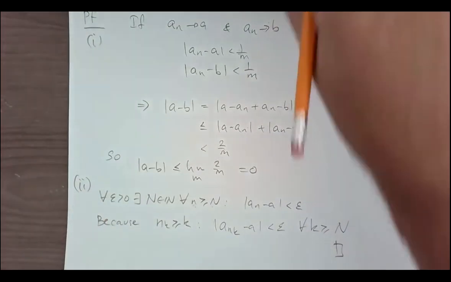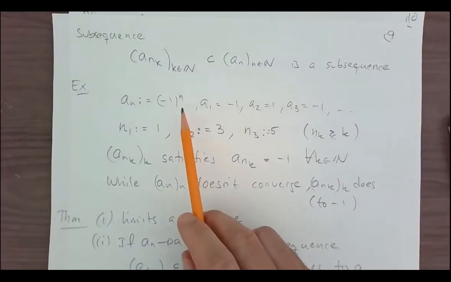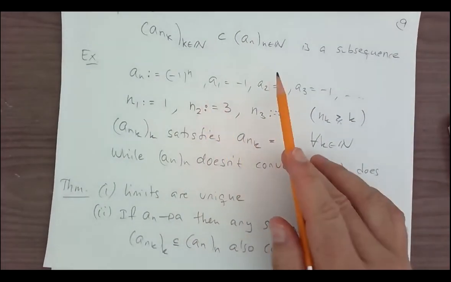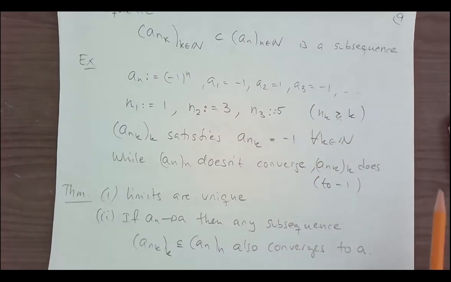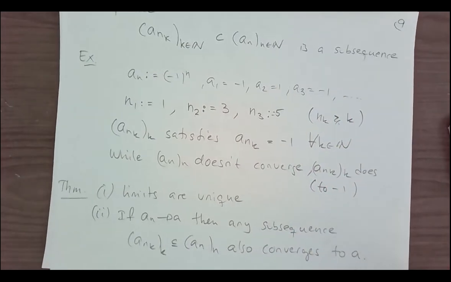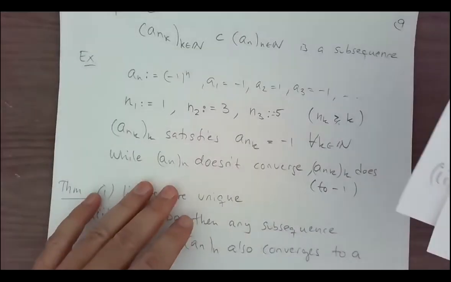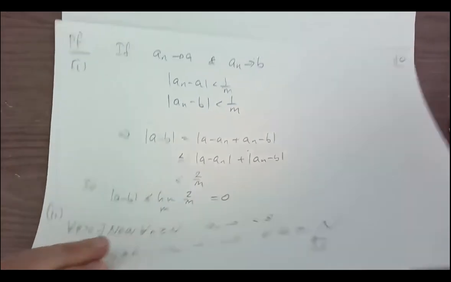But of course, this is why this example is here. It shows that subsequences do have something to add, and they do have the potential to have limits, even when the original sequence has no limit. Okay, so that was a little bit about subsequences. Are there any questions before we start on this Bolzano-Weierstrass theorem?